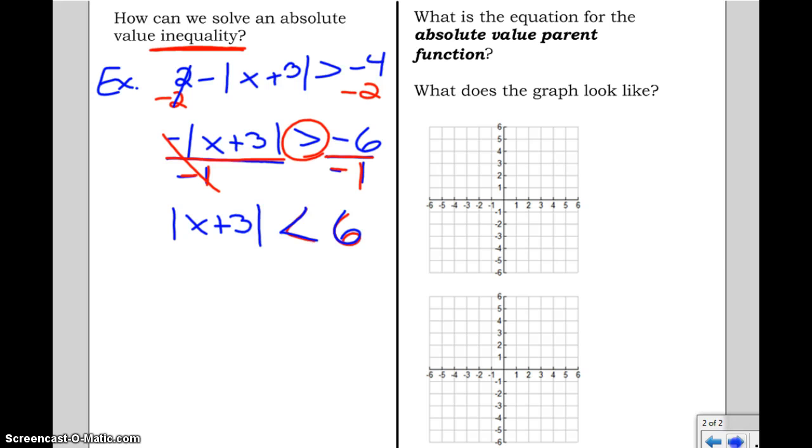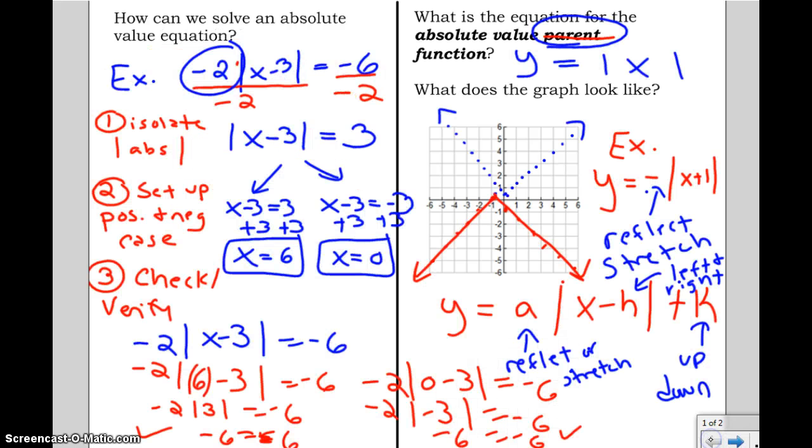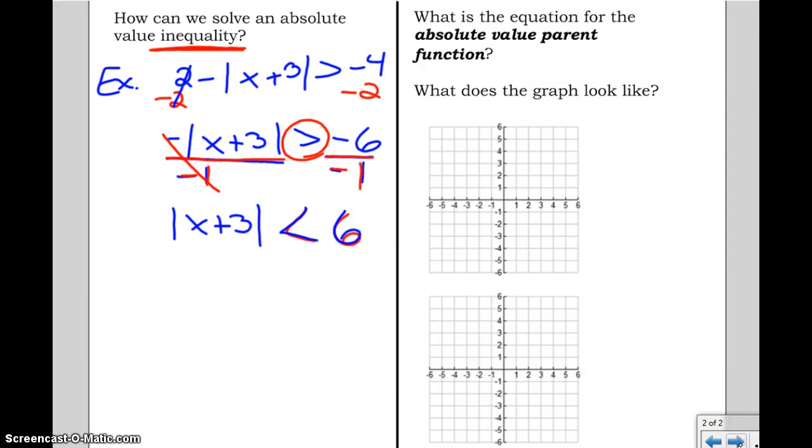All right, let's look back at our steps. My steps were to isolate the absolute value. Step 2 is to set up a positive and negative case. So now we are going to set up my positive case, which is just x plus 3 is less than 6. It pretty much is the exact same expression without the absolute value symbols. My negative case is x plus 3 is greater than negative 6.